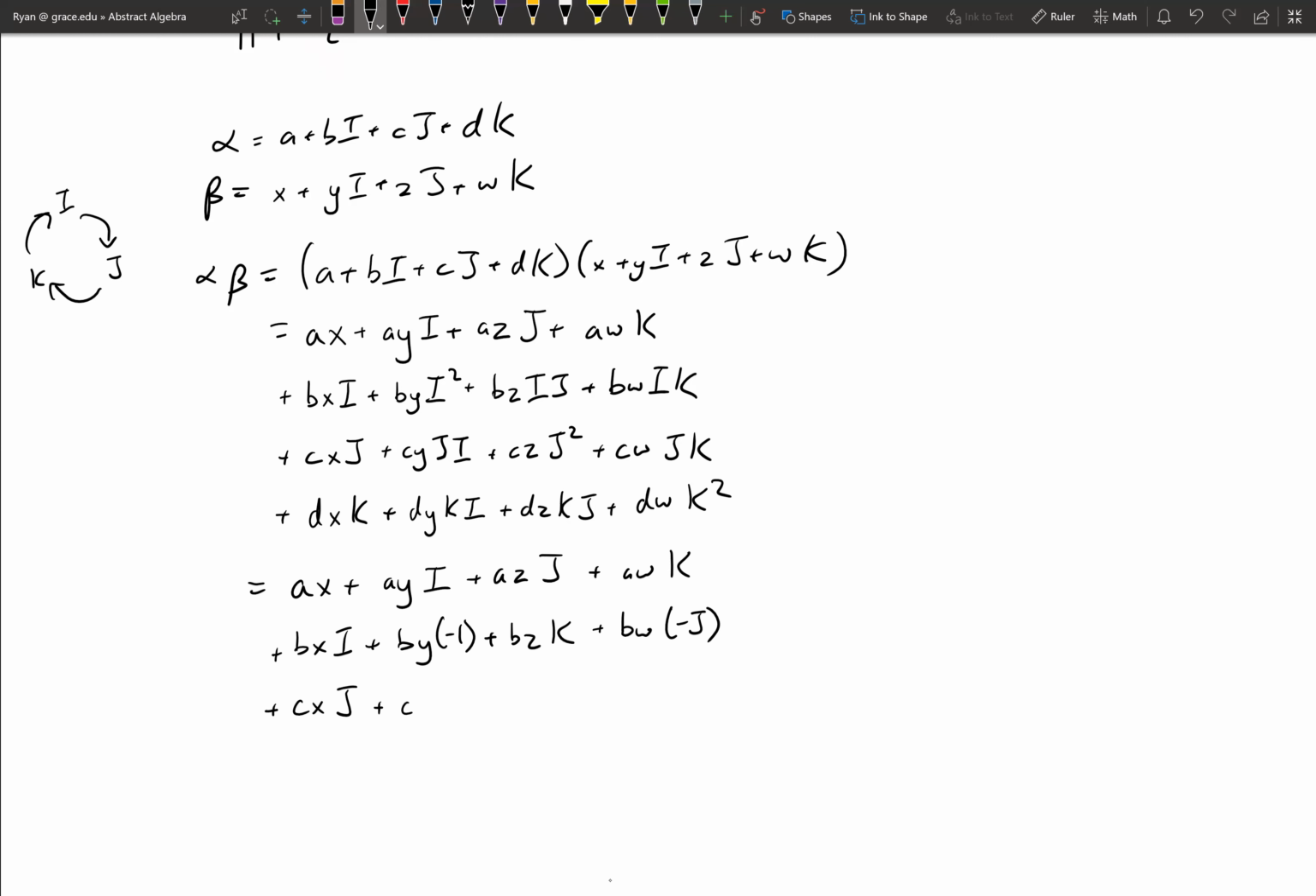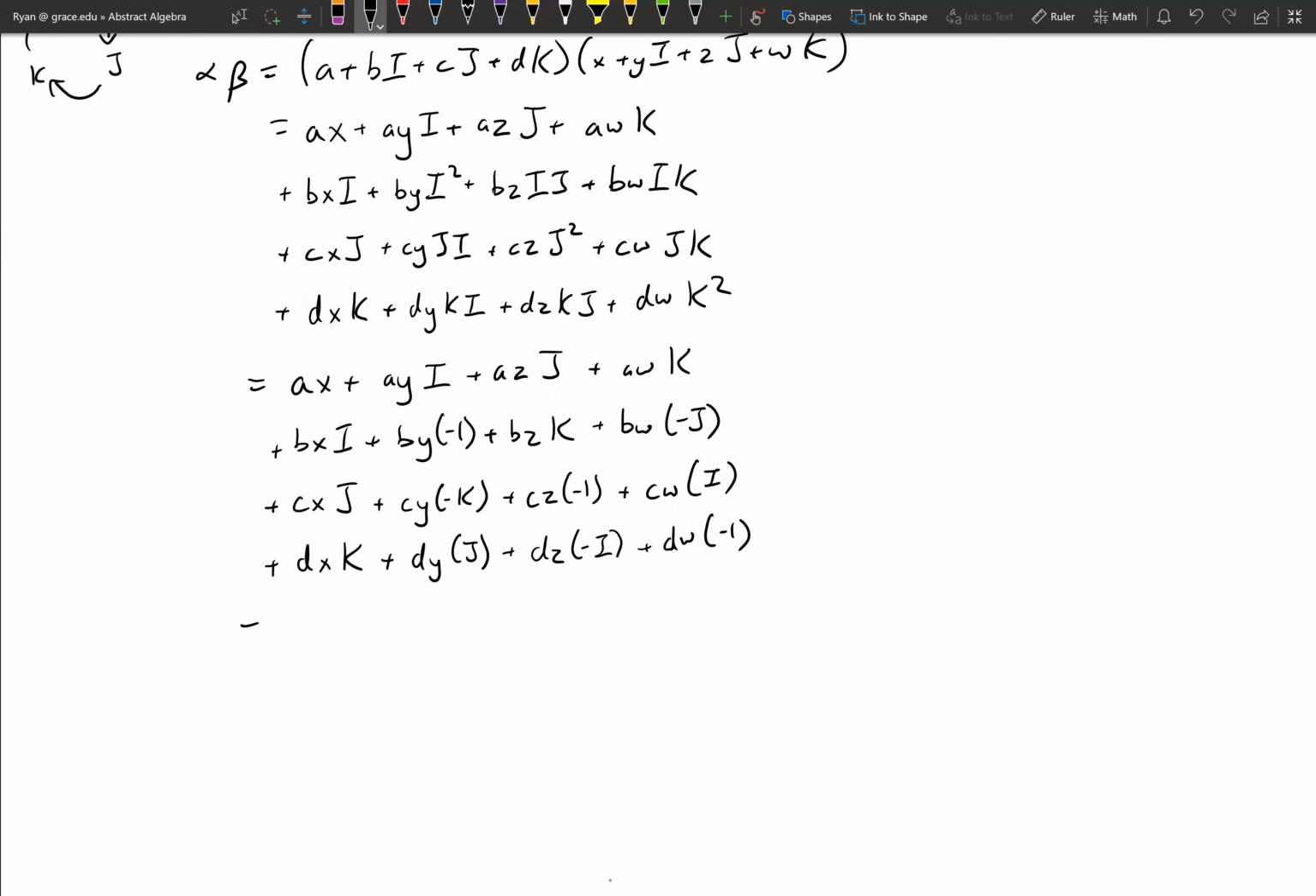CXJ plus CY, CYJI is going backwards, so it's -K, plus CZ, that's J squared, so it's -1, plus CW is JK, so it's +I, plus DXK plus DY, KI is in the clockwise direction, so that's +J, plus DZ, DZ is KJ, so that's -I, plus DW times -1.